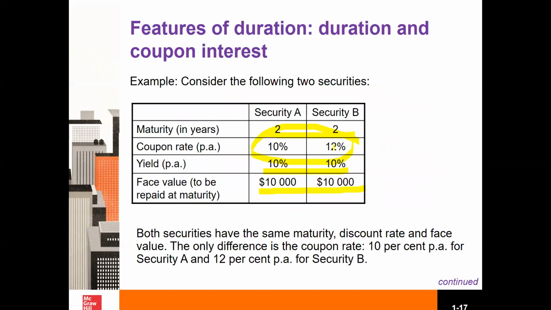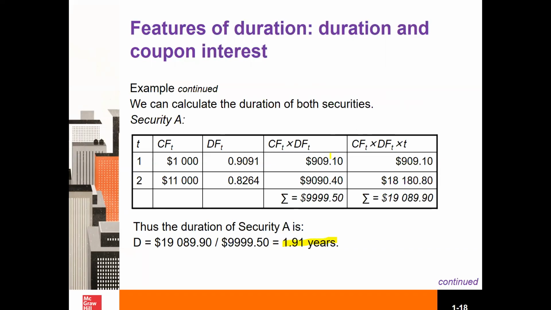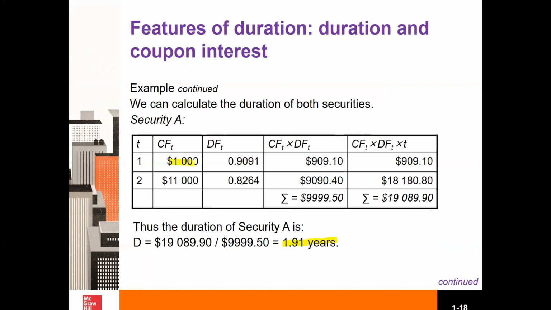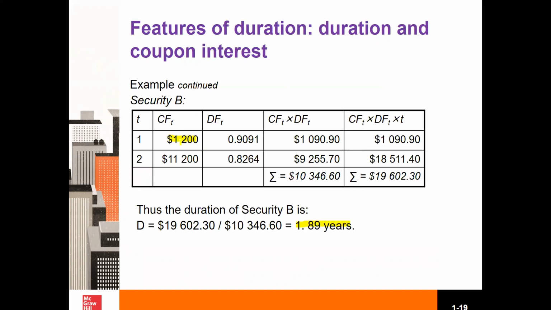Since security B's coupon rate is 12%, the first cash flow is 1,200, while the first security's first cash flow was 1,000. So in the case of security B, larger cash flows are coming quicker, and this has a negative impact on the duration. The duration declines because larger cash flows are coming quicker. The initial investment in the security will be recovered quickly, which contributes to the decline in the duration.